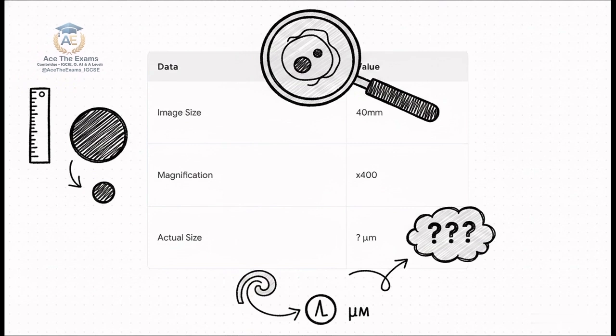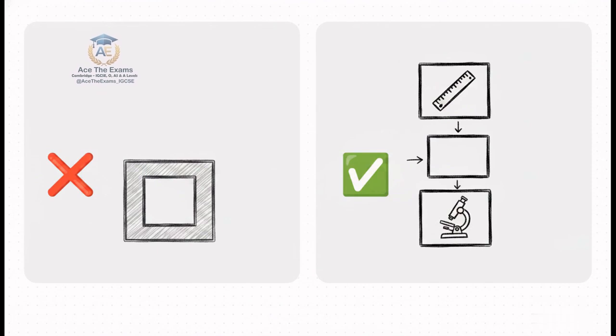I want you to pause this explainer for a second. Try to spot the hidden unit conversion trap in this data and systematically predict the correct actual size. Go ahead, give it a shot. Okay, let's see how you did.